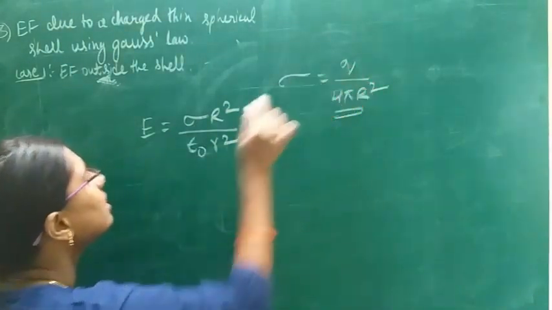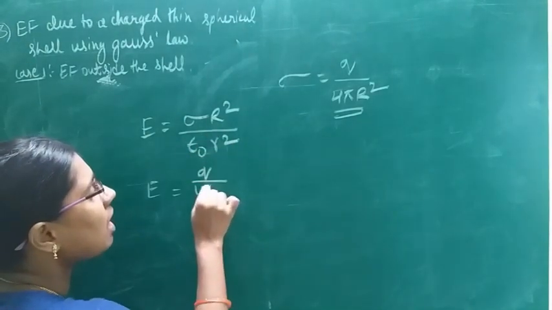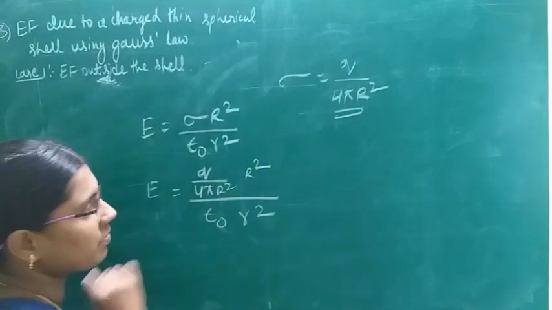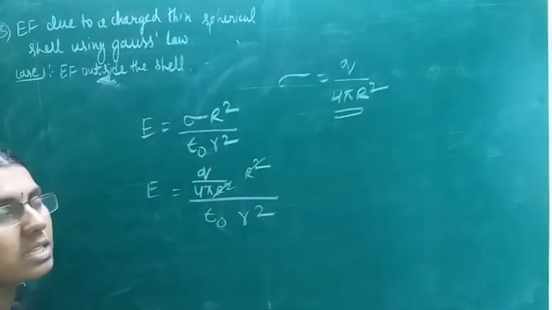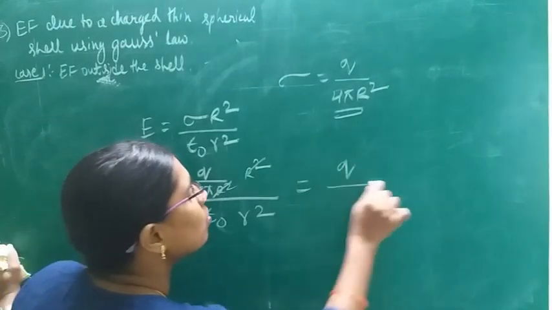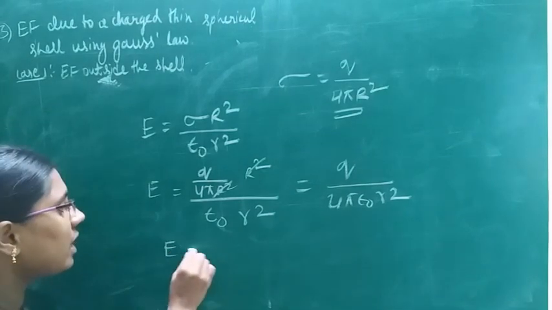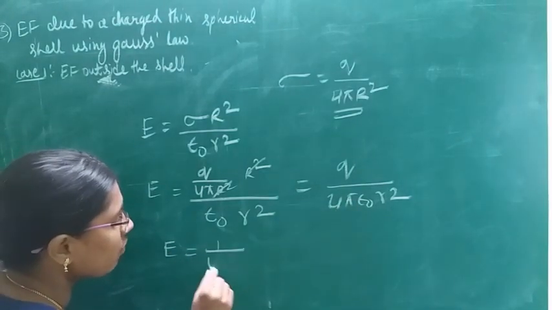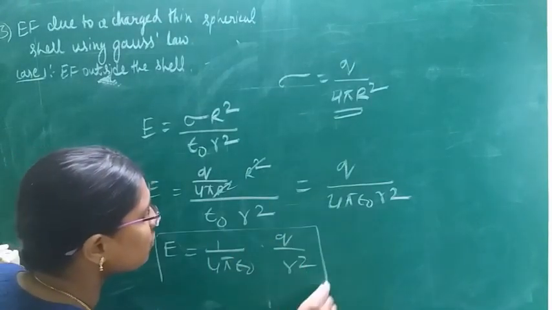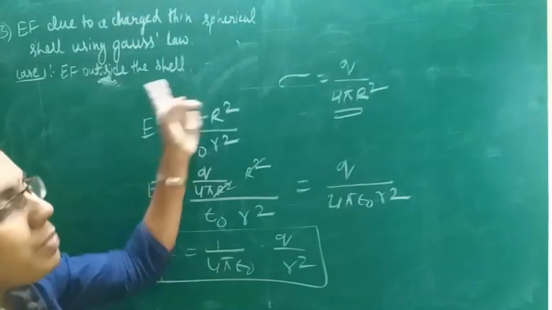So we can write, in place of sigma, q by 4 pi R square into R square divided by epsilon naught into small r square. This R square and R square get cancelled. Now this 4 pi goes to the denominator. Therefore we write q by 4 pi epsilon naught r square, and we can write this as 1 by 4 pi epsilon naught into q by r square. So this is another form of the expression for the electric field at any point outside the spherical shell.